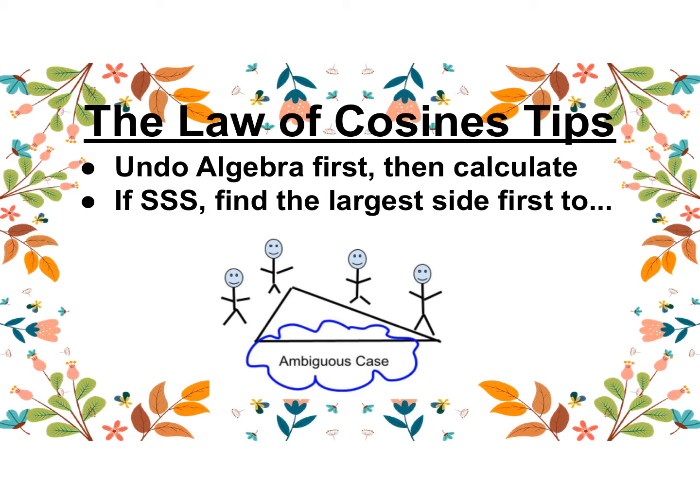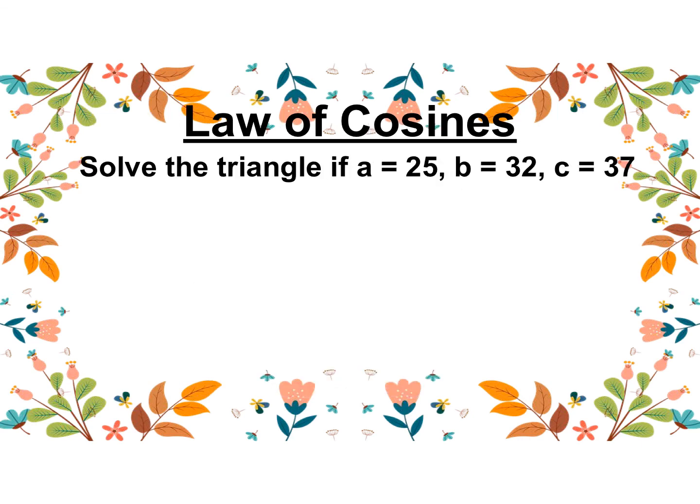Tips, make sure you're undoing the algebra first, then calculate. And if you have side, side, side, make sure you're finding the largest side first so that you can avoid the ambiguous case. That's just my little thing to help you remember that. This is the longest side, so find that first and avoid the ambiguous case. So let's go ahead and try this.